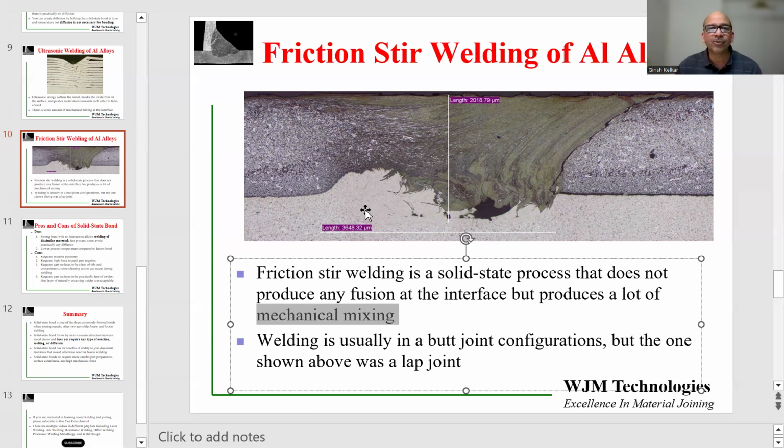So here you can see the two aluminum alloys. Based on the etching, you can tell that they were different alloy compositions, and you can see a lot of mixing between the two over here. This would otherwise have been a straight line at the interface before the weld was made, and now you can see a lot of mixing. Friction stir welding is commonly done for butt welding two components, but this is a unique application where friction stir welding was done for a lap welding application, which is quite unique.